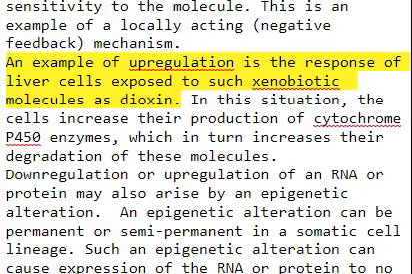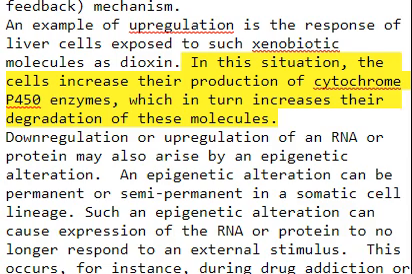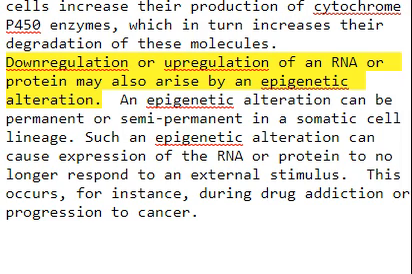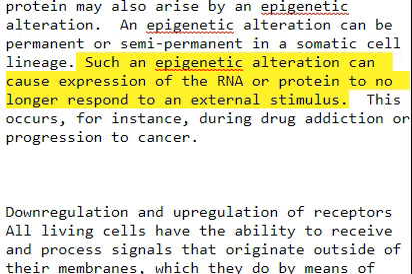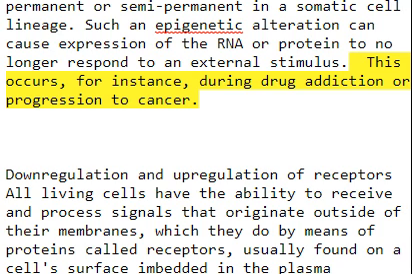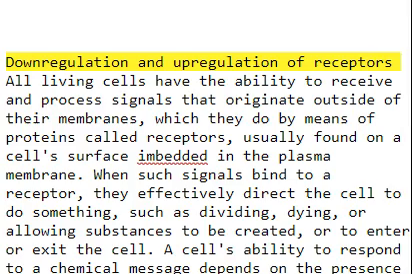This is an example of a locally acting, negative feedback mechanism. An example of upregulation is the response of liver cells exposed to such xenobiotic molecules as dioxin. In this situation, the cells increase their production of cytochrome P450 enzymes, which in turn increases their degradation of these molecules. Downregulation or upregulation of an RNA or protein may also arise by an epigenetic alteration. An epigenetic alteration can be permanent or semi-permanent in a somatic cell lineage. Such an epigenetic alteration can cause expression of the RNA or protein to no longer respond to an external stimulus. This occurs, for instance, during drug addiction or progression to cancer.